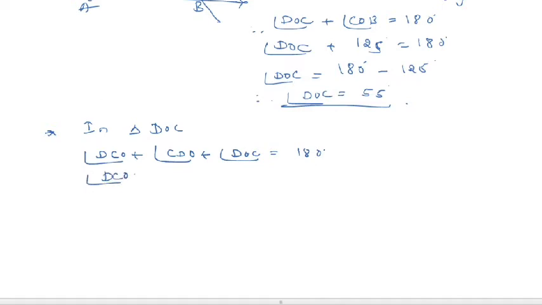Angle DCO plus 70 degrees plus 55 degrees is equal to 180 degrees. So angle DCO is equal to 180 degrees minus (70 plus 55). You will get 125, so again you will get 55 degrees.